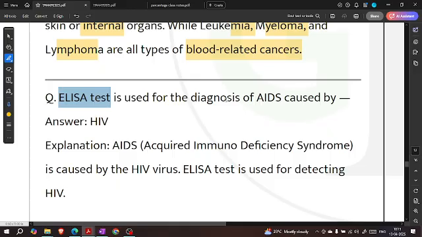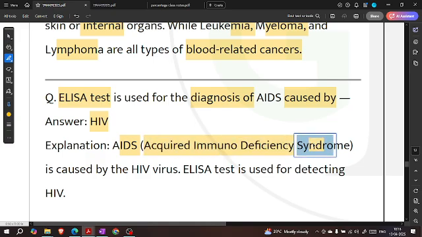ELISA test is used to diagnose AIDS caused by HIV. AIDS, acquired immunodeficiency syndrome, is caused by HIV virus. ELISA test is used for detecting HIV.